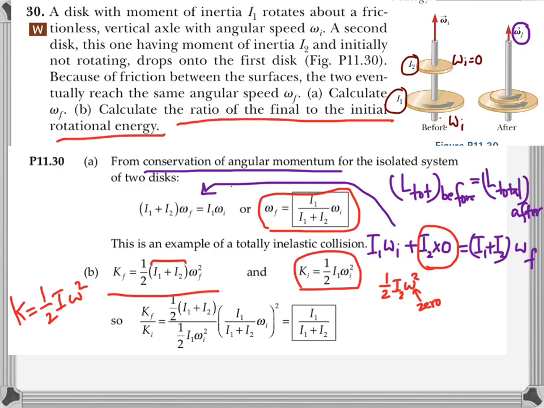Then we just find the ratio of the two. You can see that we are finding the ratio of the two, where omega F has been replaced with the help of the first part. Then you solve, open up the brackets, and simplify it to get the last step.